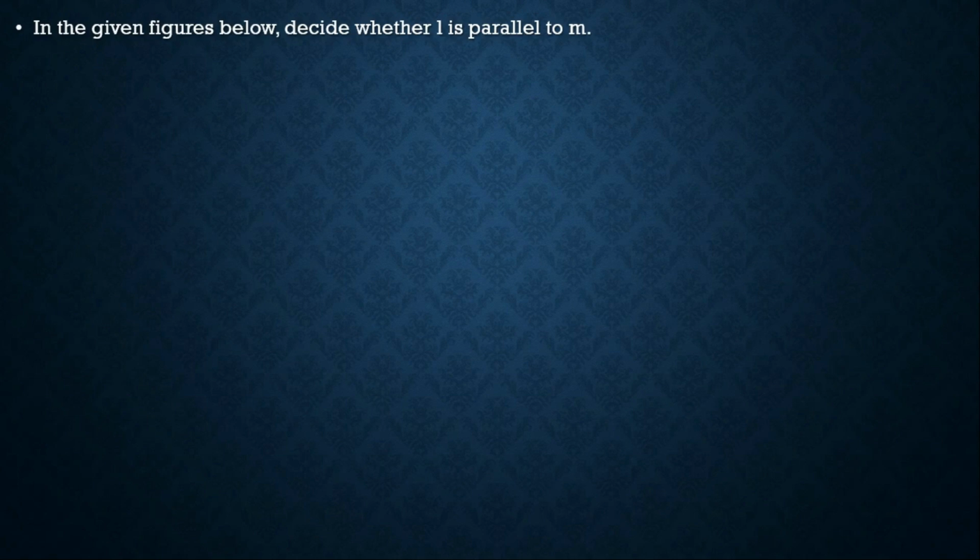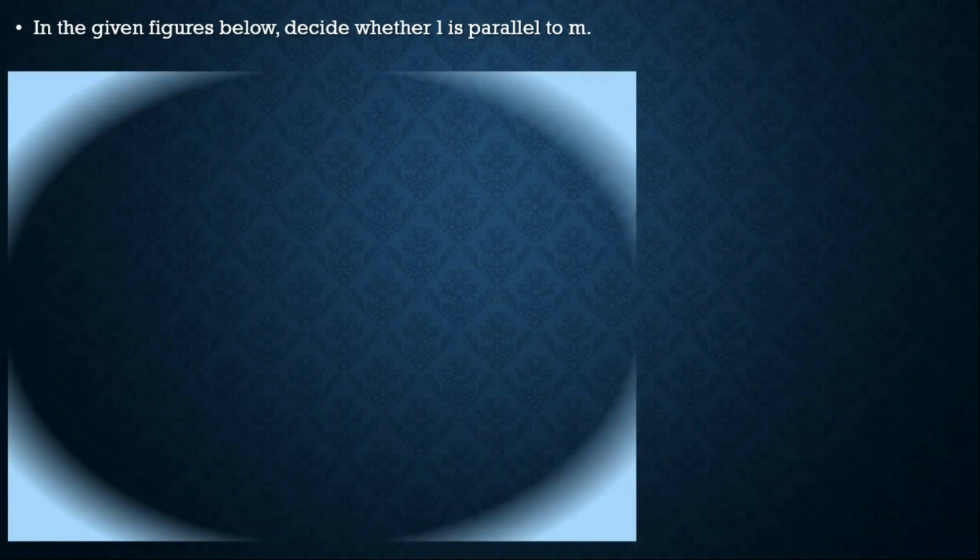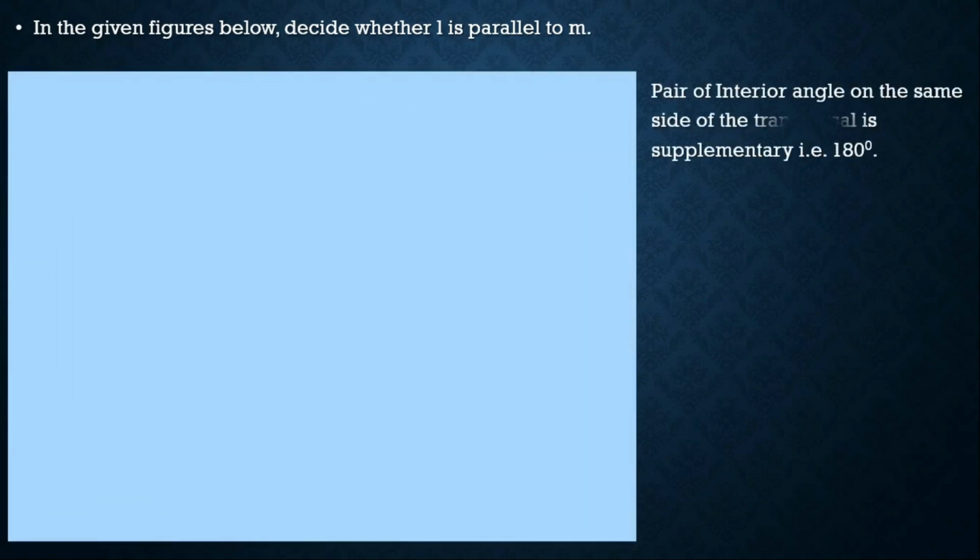So when can we say that two lines are parallel? When a pair of interior angles on the same side of the transversal is supplementary, that is 180 degree, at that time we can say that line L is parallel to line M. So we can say line L is parallel to line M if a pair of interior angles on the same side of the transversal is supplementary, that is 180 degree.